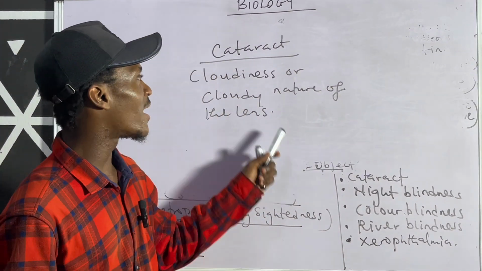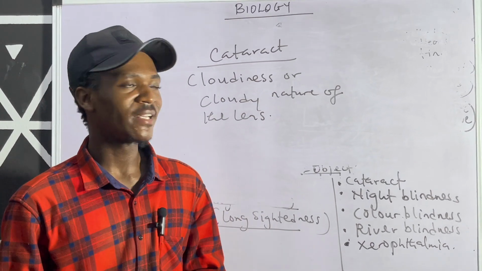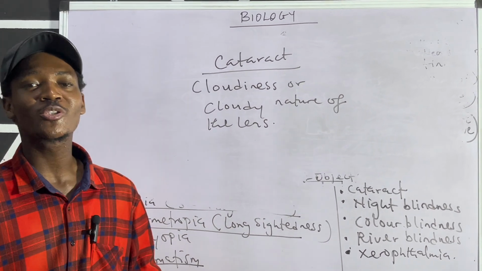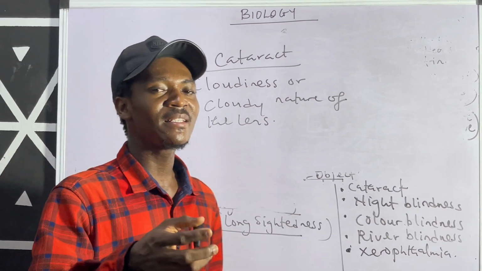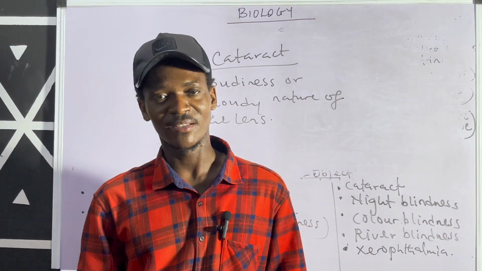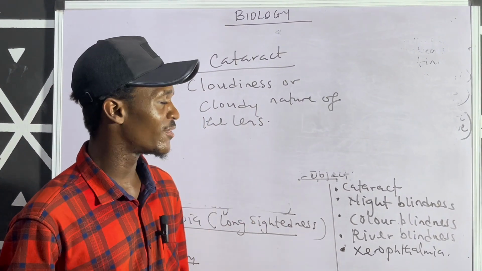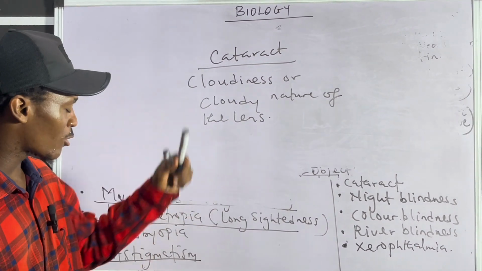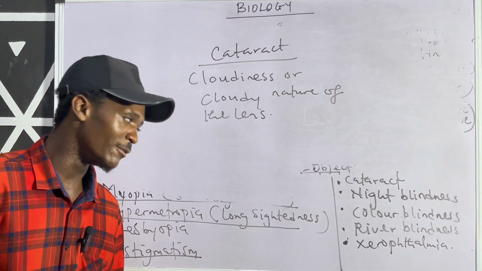So the only way that you can correct this eye defect is to carry out a surgical operation, replacing the damaged lens with a plastic lens, and that's very, very expensive. All right, so that's how you can correct that eye defect.